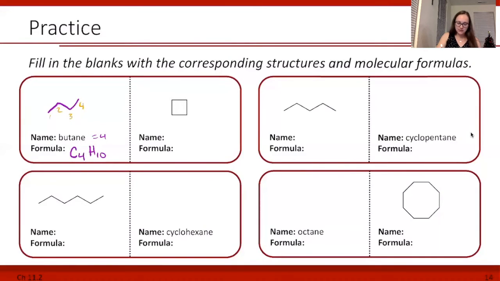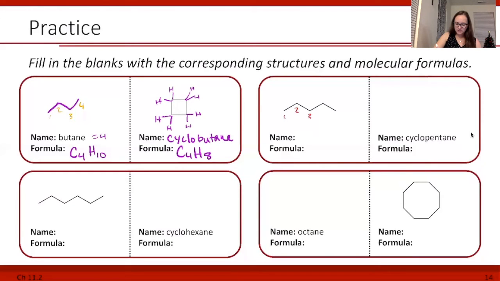Okay, and then let's do the cyclized version. So the square shape is the name cyclo with our parent alkane chain, so it's cyclobutane. For its chemical formula, you can either subtract 2 from your original chemical formula for butane, or you can draw out all of the hydrogens on here, and you find that you have C4H8 as your answer.